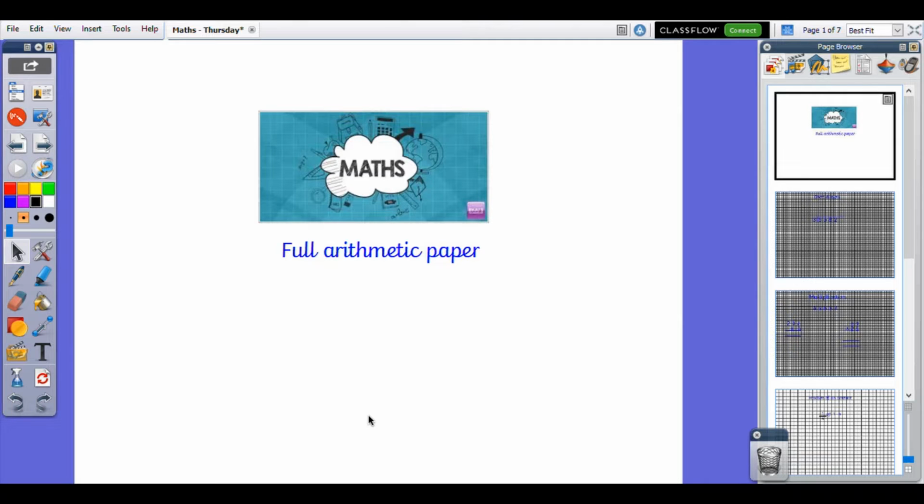Today we are going to do maths a little bit differently. Rather than doing white rows, we are going to be doing a full arithmetic paper. So you are going to be using lots and lots of different math skills today. I'm going to go over a few of them that I think you might need a quick refresher on, but I think you will be perfectly fine. And I will go over everything with you at the end of this.